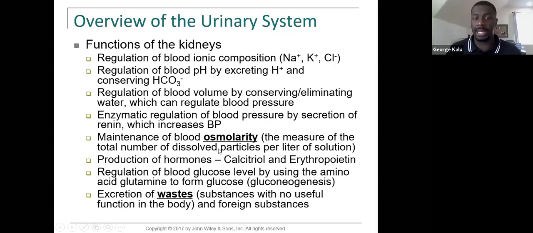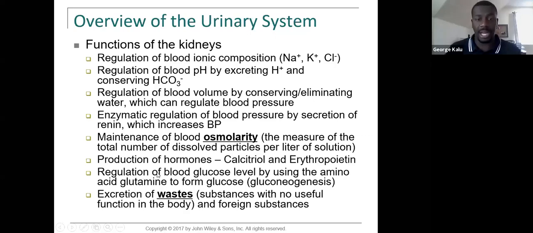Regulating your blood osmolarity, that's just the amount of solute that's dissolved inside your blood, can be regulated through the same process as we saw with the ions, as well as with glucose and the various other particles. It's going to be able to produce some hormones like calcitriol and erythropoietin, which we saw earlier in the semester, which helps us to produce extra red blood cells.